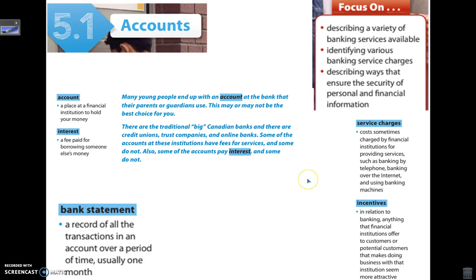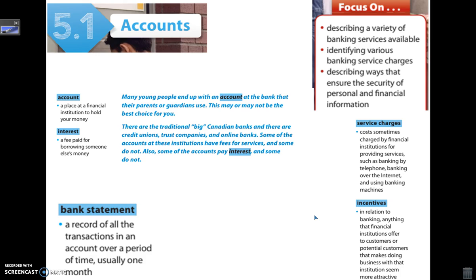However, as a teenager, when you're looking for a bank account, if you don't have one already, or if you're just shopping around, there are tons of incentives. So an incentive in relation to banking is anything that financial institutions offer to customers or potential customers that makes doing business with that institution seem more attractive.